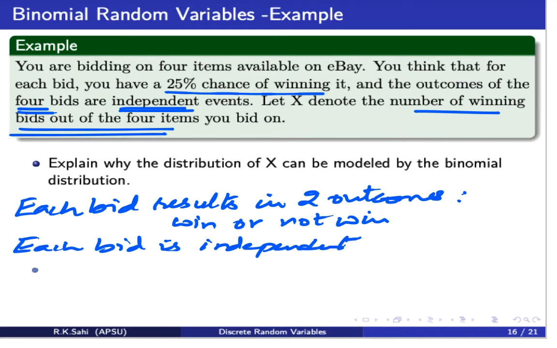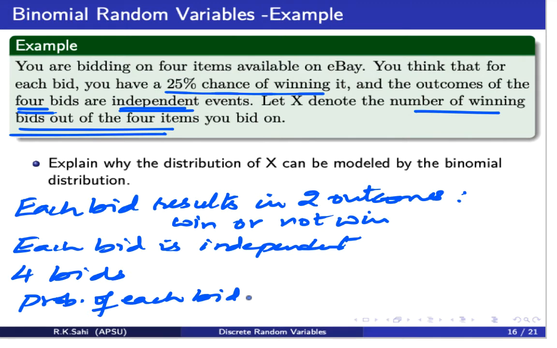Then there are 4 bids, that is a fixed number of trials. And the most important after the outcomes is the probability of success of each bid. The probability of each bid being a success, winning, which we're counting as success, is 0.25. So yes, this can be modeled by the binomial distribution. It is true.